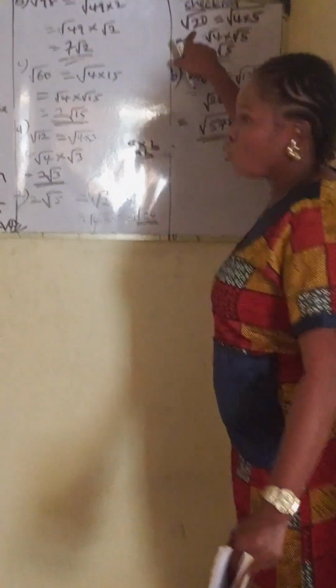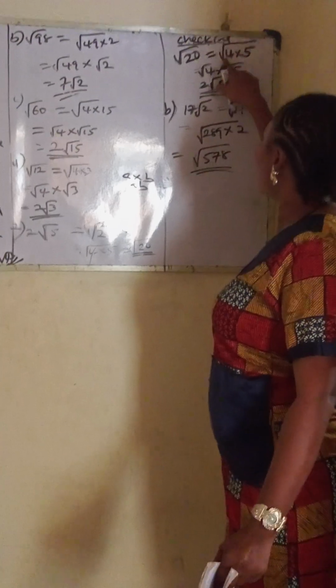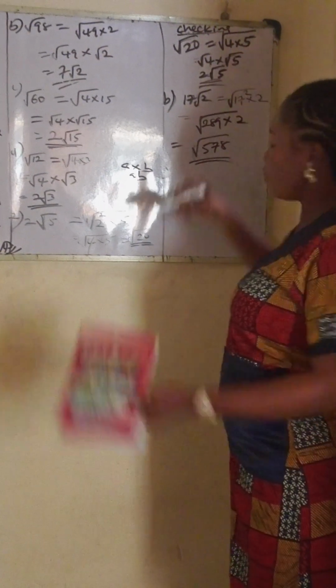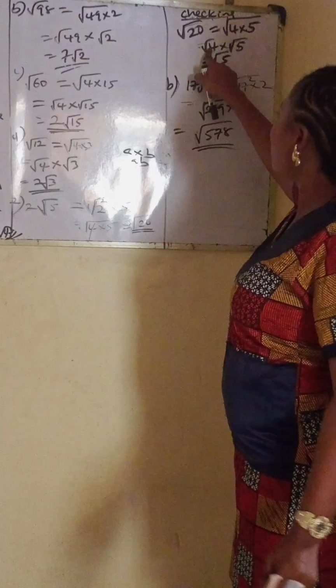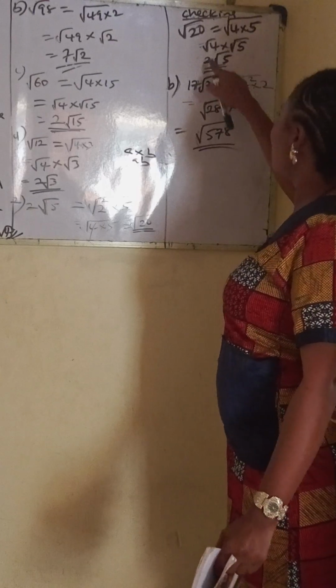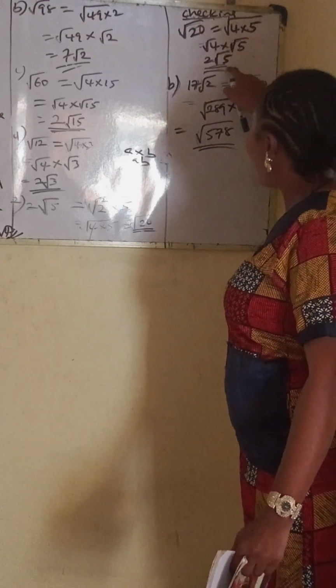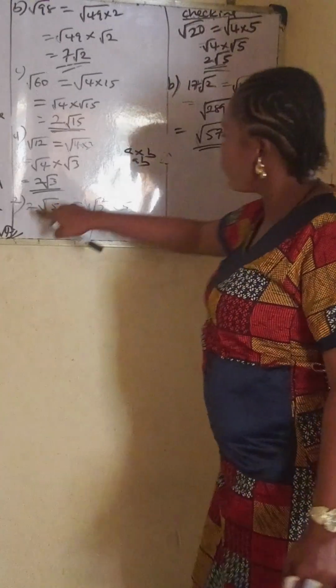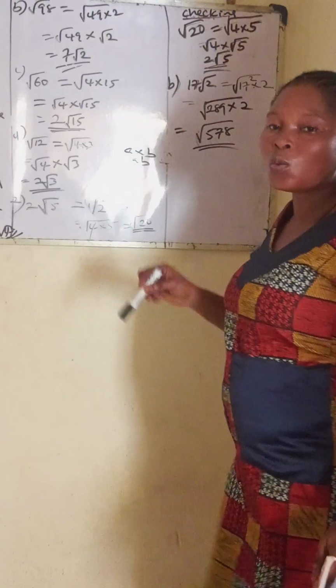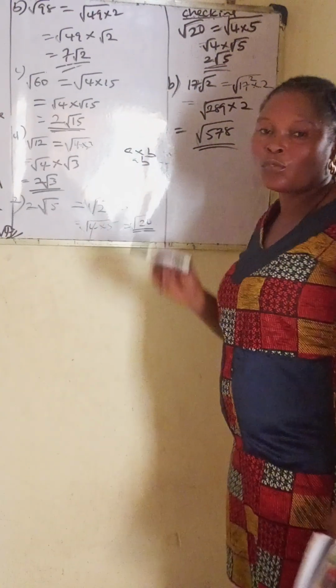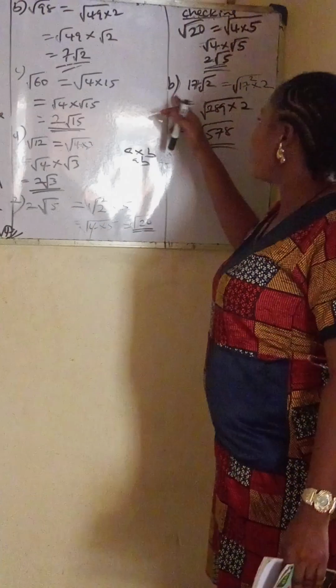You see, sort 20 will give us what? Sort 4 times 5. You split each of them. When you split each of them, you have what? Sort 4 times sort 5. The square root of 4 will give you 2. You attach it to your sort 5. So this answer here is the question we have here. So you can see that is it. So that is the only way you can check if what you have done is correct. Then we'll go to the next one, B.